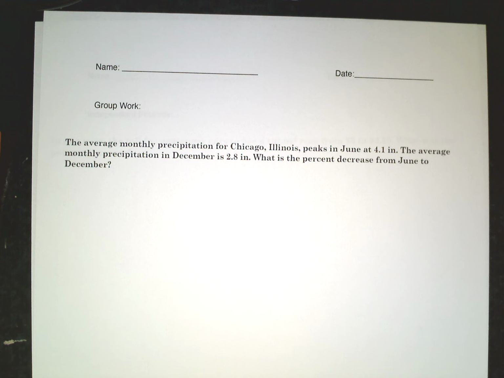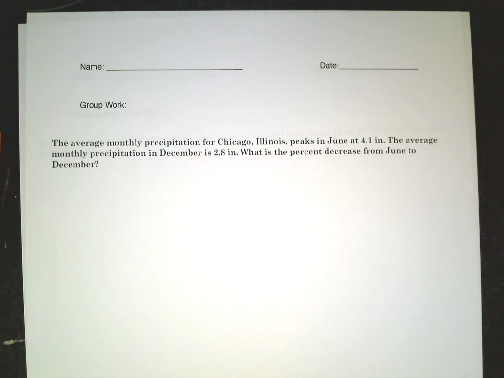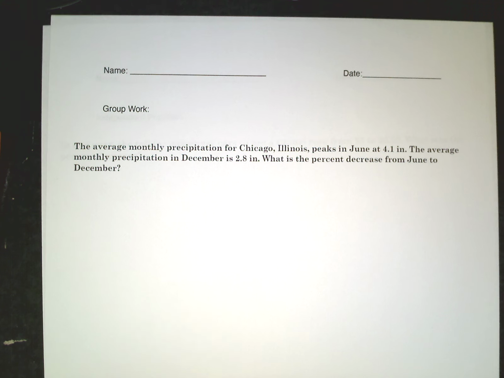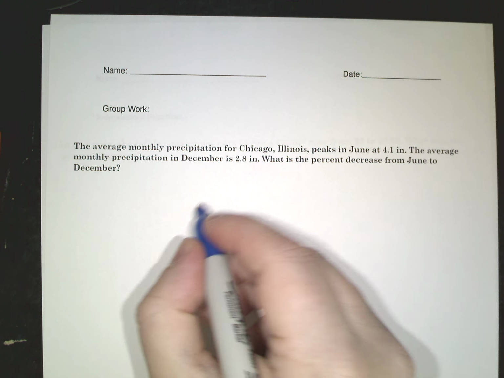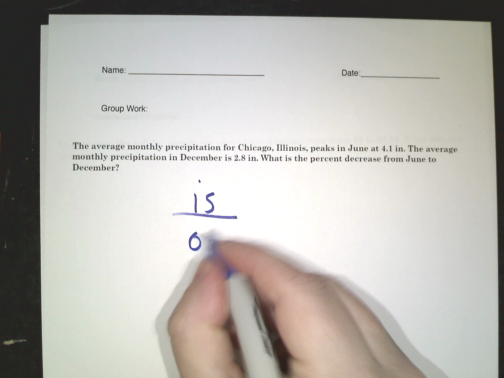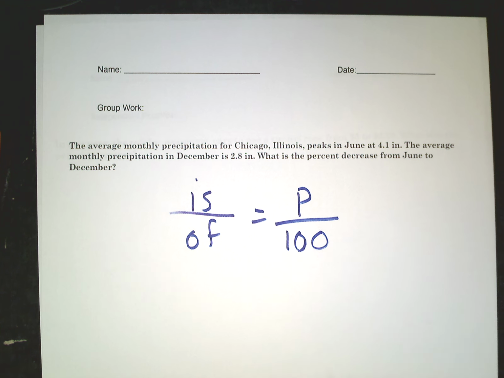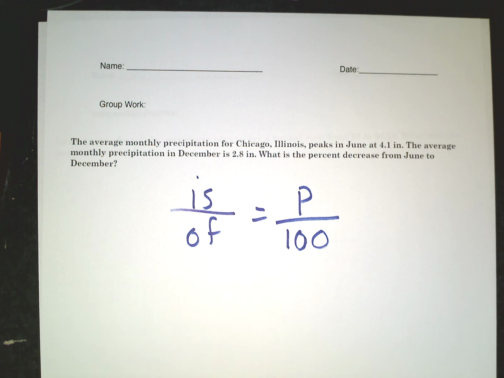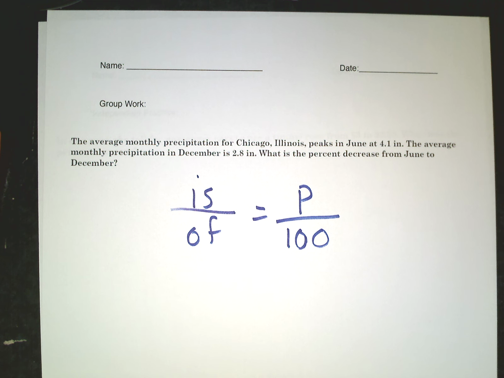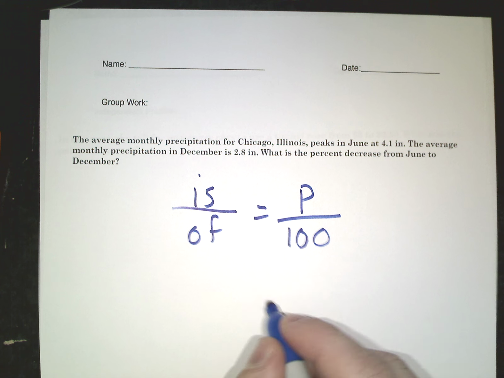So, you know, it's kind of the opposite of what we were doing where we were measuring percent. Now we want to figure out what is the percent. Okay, so there's a different formula in the slides and in the guided notes if you want to use it, but I'm going to stick with what we were using. Is over of equals percent over 100. I think it's easy to stick with this, but I'm going to change it.